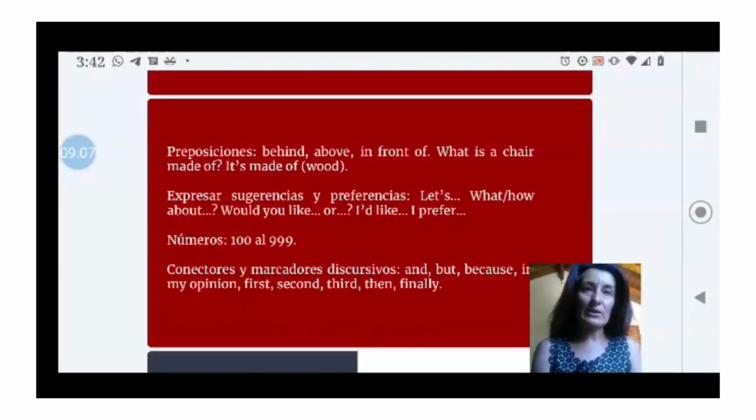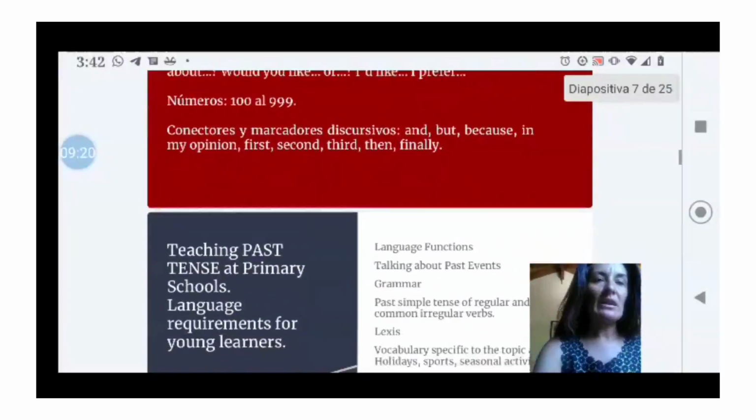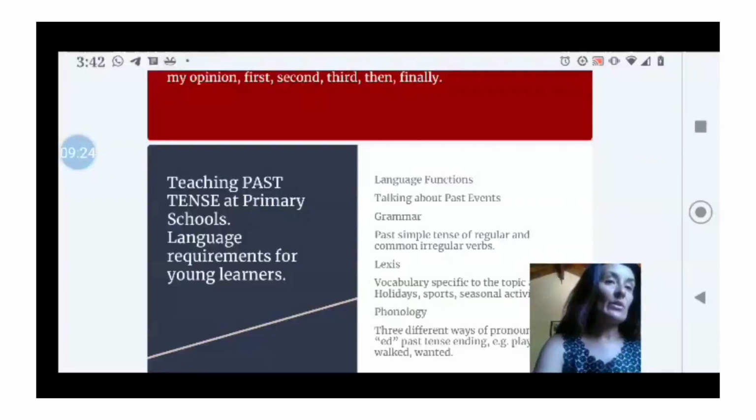Sometimes it's very important. Also, there should be focus on prepositions: behind, above, in front of, expressing suggestion, good to, like, cup of tea, and of course, marcadores discursivos, question, as well as question marks.